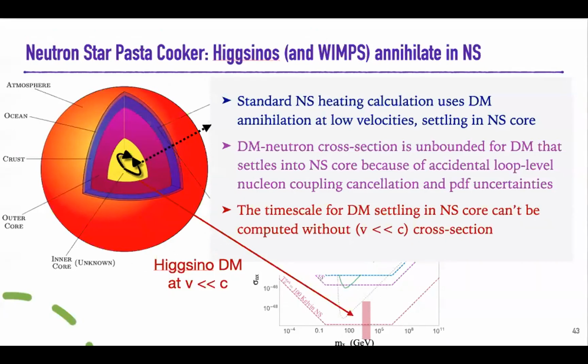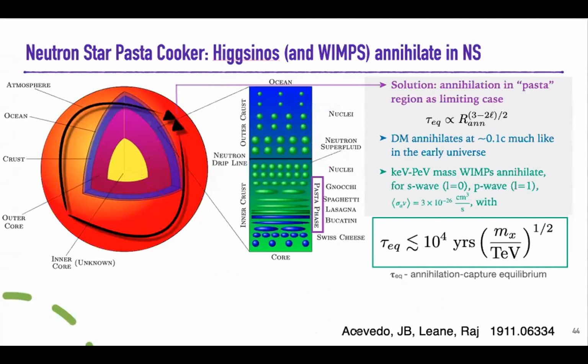And again, that's actually a cross-section that's not well known and really only has an upper bound, because of accidental cancellations between PDF nucleon form factors. And so a solution that I explored a few years ago is to think about capture and annihilation in the neutron star pasta region. So I'm going to have to tell you a little bit about what the neutron star pasta region is.